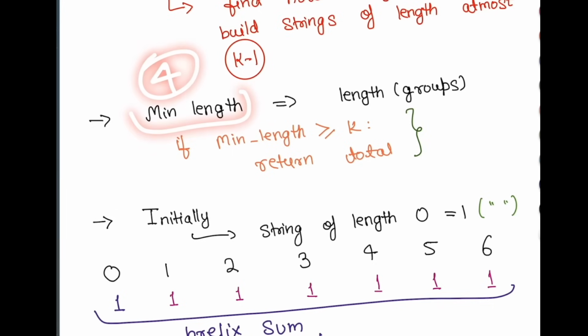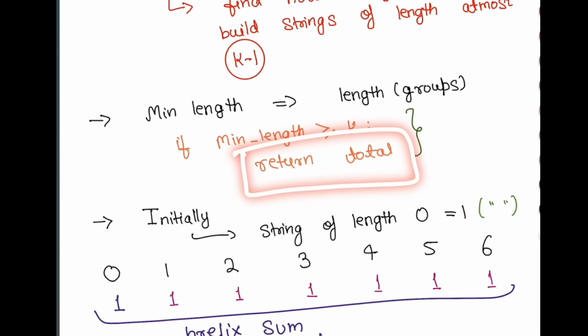So initially there can be a check: if the minimum length we can create is more than or equal to k, the given input k, then all the strings which we can create are going to be the possible strings which Alice was trying to type. So we can directly return the value of total, no need to go ahead.